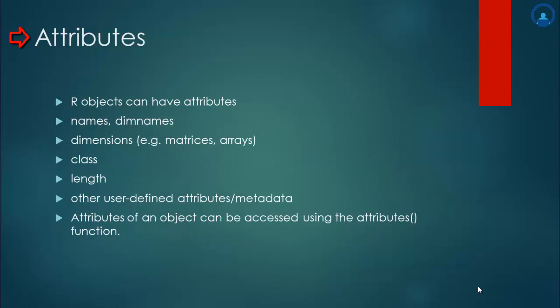Next we will see about attributes. R objects, and not just R objects, in general objects will have attributes. For example, names, dimnames. Dimnames are nothing but dimension names. And in the case of matrices or arrays, dimensions, class, length, and you can define other user-defined attributes as well, which you can call metadata, which is nothing but information about data. Attributes of an object can be accessed using the attributes function.